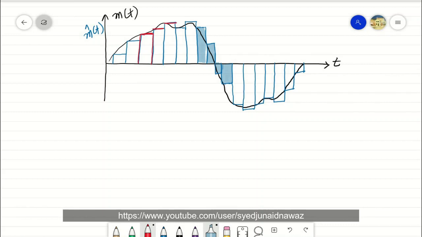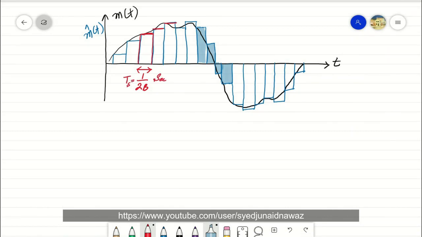To ensure that m hat of t, the staircase variant of the information signal m of t, has all the information of m of t, the block width of each block in m hat of t can be chosen according to the Nyquist interval, 1/2B. That is, for sampling a signal by choosing discrete samples, the sampling frequency must be at least twice the bandwidth of the signal being sampled. So the separation between two samples must be at maximum 1/2B apart.